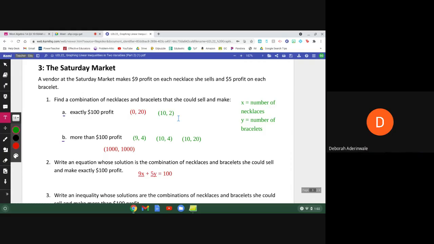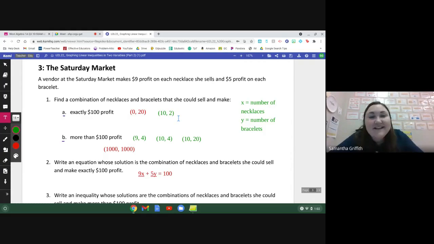I love the way you just described that, because you described it as multiplying the price of the necklace by the number of necklaces. We're multiplying the price of the necklace, $9 times x, and we're multiplying the price of a bracelet, $5 times y. That's where this equation's coming from.